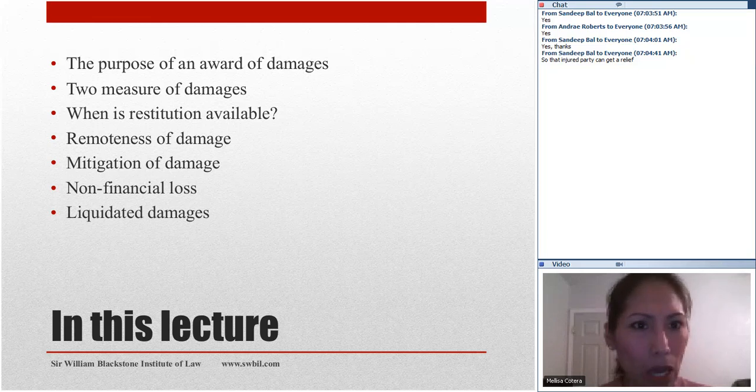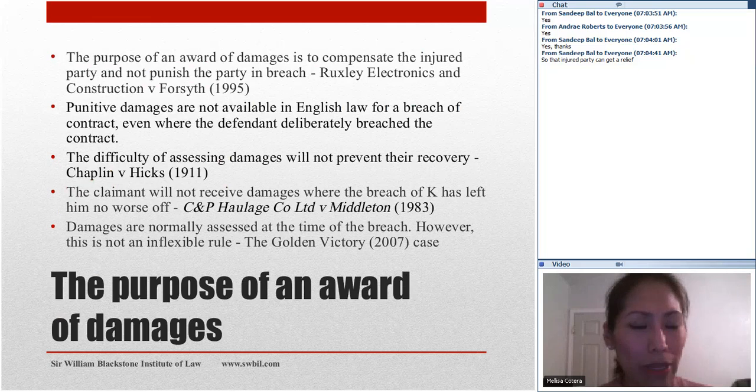The purpose of an award of damages. As we said before, and Sandeep gave us an idea, the purpose of an award of damages is to compensate the injured party. That is the main purpose, and not to punish the party in breach.